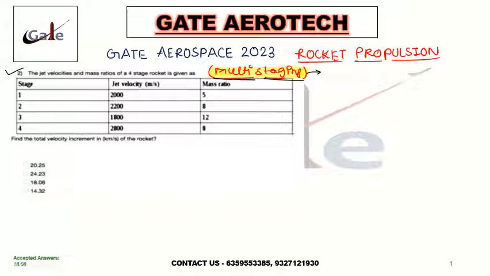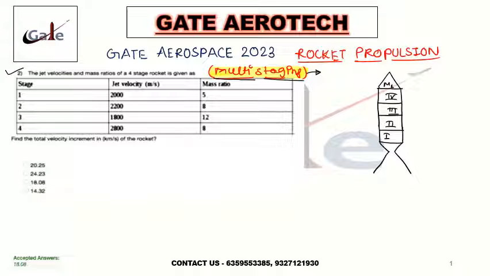Generally, multi-staging is used for the following advantage. Let me draw it first, and later I can explain. Let's say we have a rocket of multi-stage. This is the first stage, this one is second, this one is third, this one is fourth stage. And we have a payload at this section.